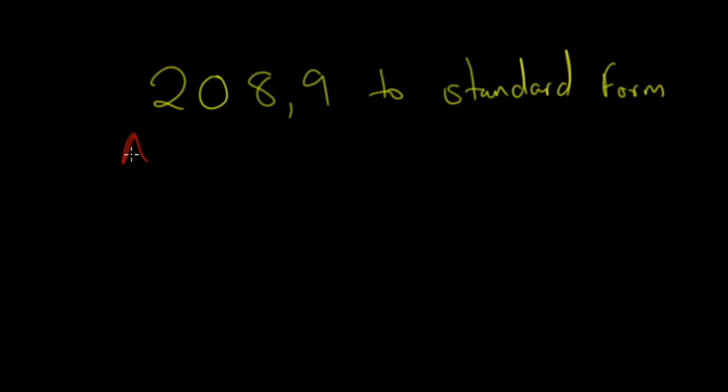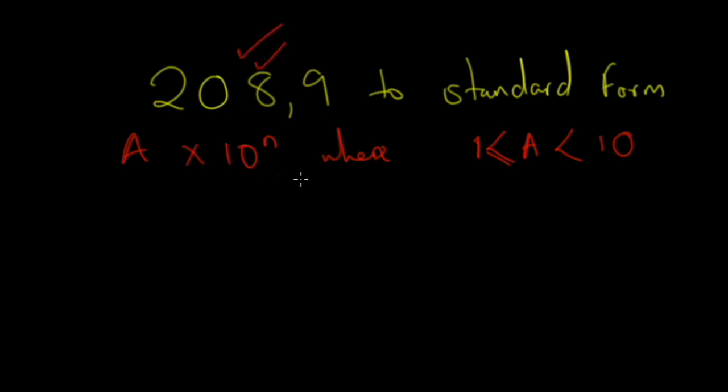Standard form is this form: a times 10 to the power n, where a is any number equal to or greater than 1, but less than 10. So we need to adjust this number without changing its value. We are just changing how we represent it.